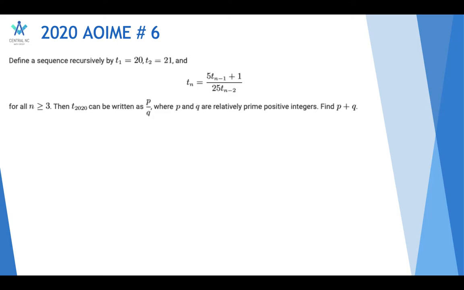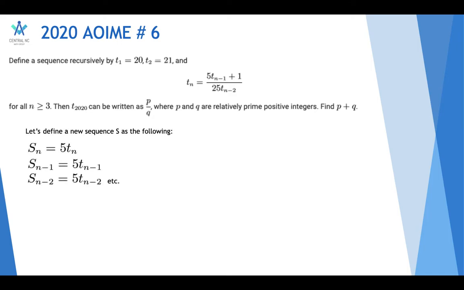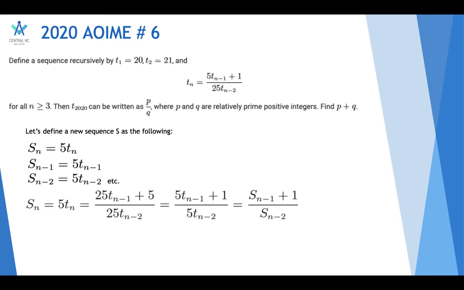You can bash this question out by just finding t3, t4, t5, and hoping desperately for a pattern. But that's going to take a lot of time and be rather sloppy. There is a quicker way to solve this. So let's define a new sequence S as 5 times the sequence T for any n. So S17 is going to equal 5T17. For any value of n, S is going to be equal to 5 times the value of T.